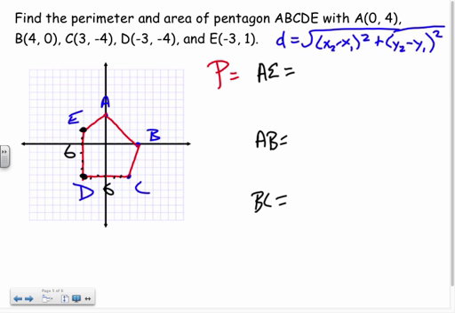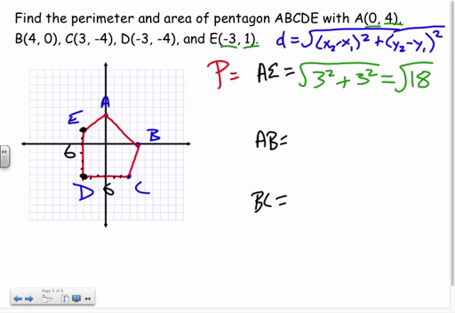So now from A to E. Well, if I look at A, x is the distance between 0 and negative 3 is 3, and I square that. The distance between 4 and 1 is 3, square that. So I got the square root of 9 plus 9, which is 18.